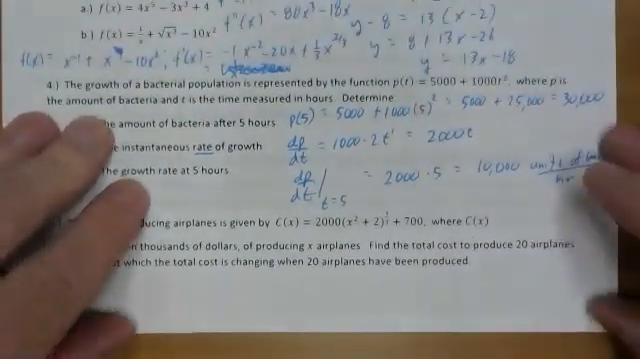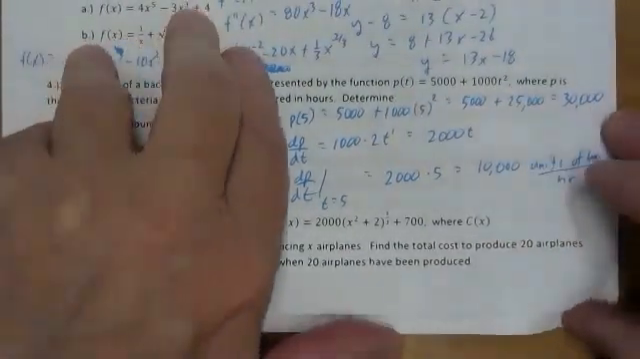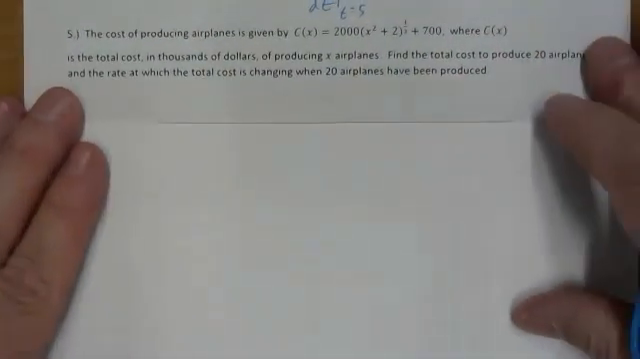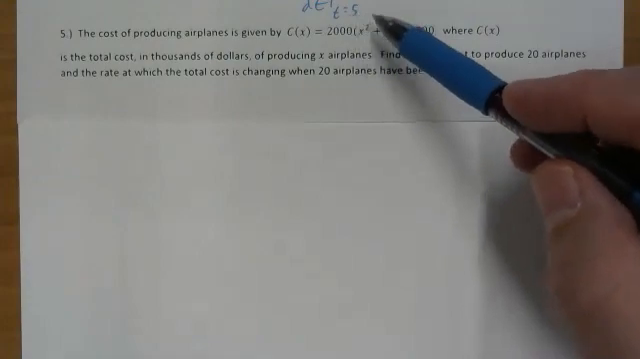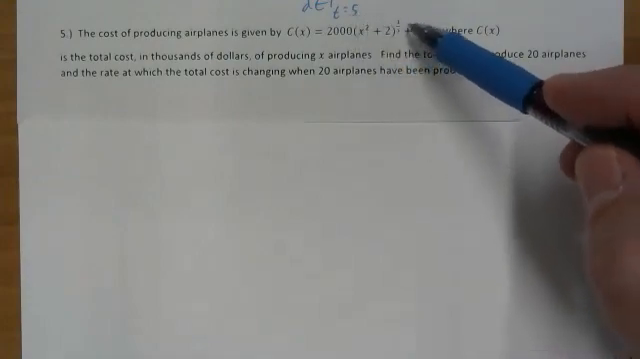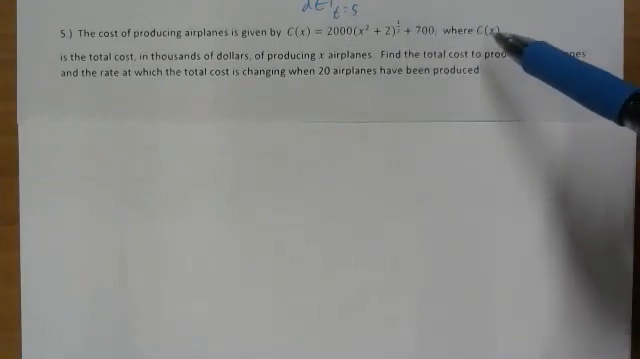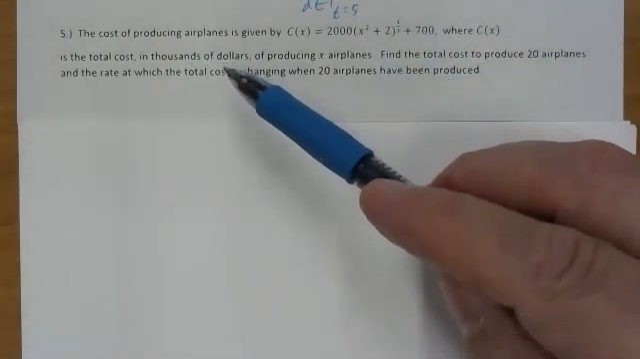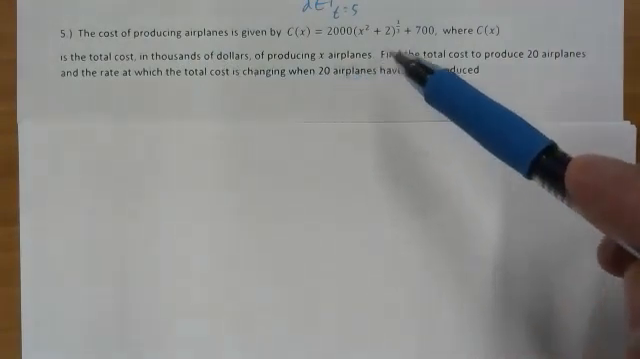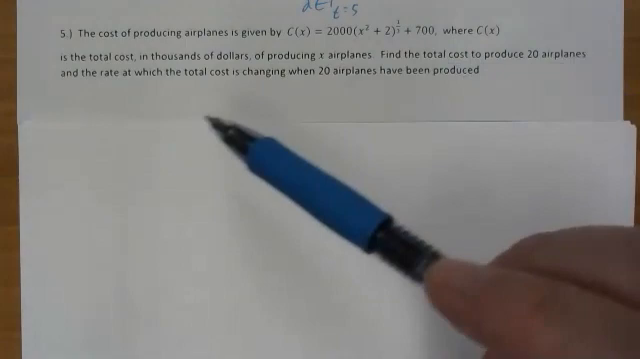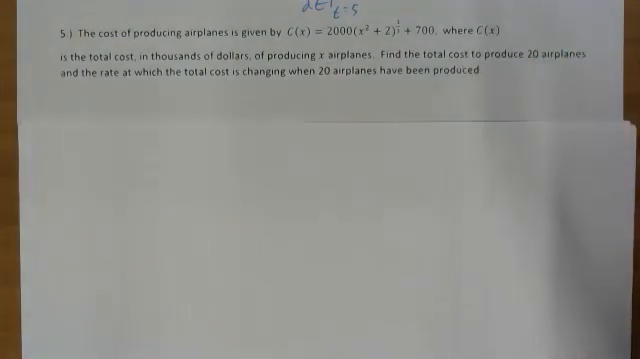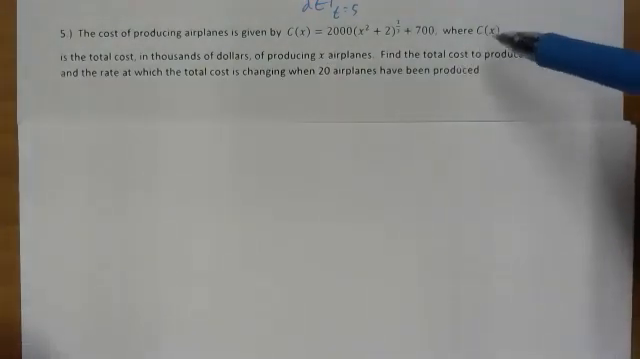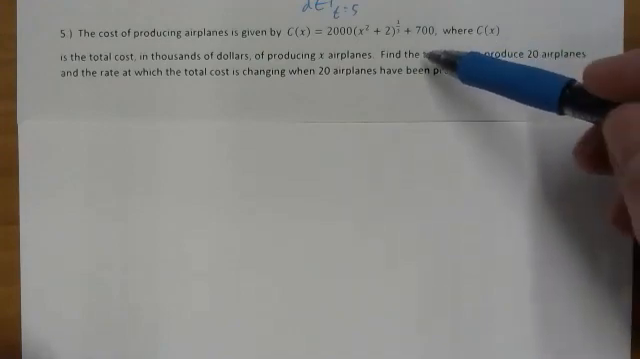All right, now here's another story problem, and I will grab a sheet of paper to have room to work this one out. Cost of producing airplanes is given by C of x equals 2,000 times (x squared plus 2) all raised to the 1/3 power plus 700, where C(x) is the total cost in thousands of dollars of producing x airplanes. Find the total cost to produce 20 airplanes and the rate at which the total cost is changing when 20 airplanes have been produced. So once again, it's really a two-part problem.